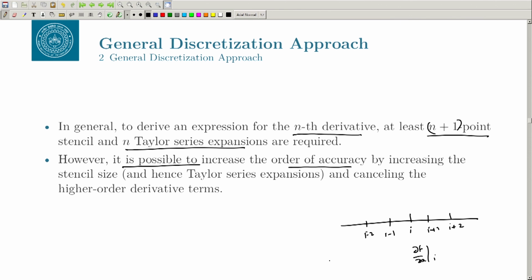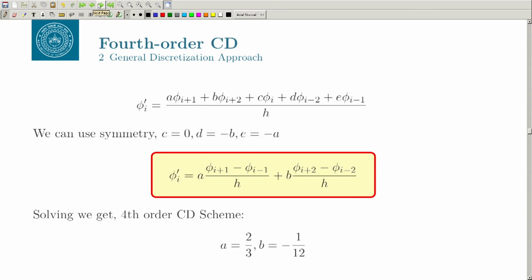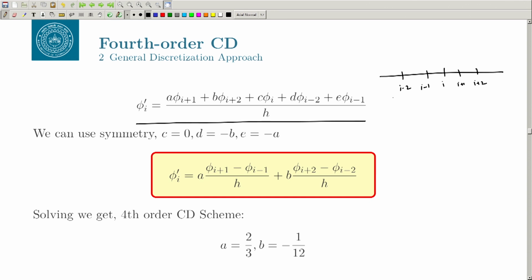So, you cannot use this scheme, but let us say you want to use these 5 points and calculate the del f by del x at I. So, how do you do that, right. So, you can use this general discretization approach. Okay. So, you can write your expression phi I prime as A phi I plus 1, B phi I plus 2, C phi I. So, we have 5 points, okay, I plus 1, I plus 2, I minus 1 and I minus 2, okay, and divide by h, right. So, this is your formulation. Okay.